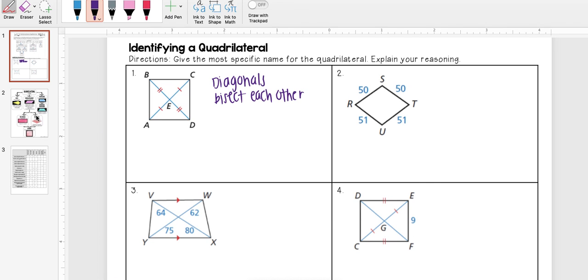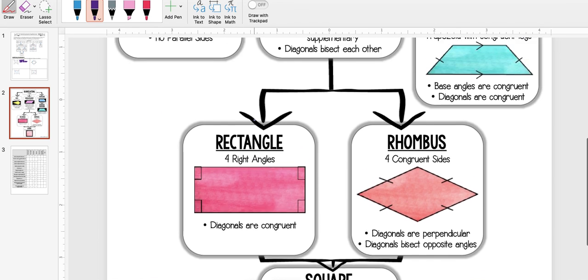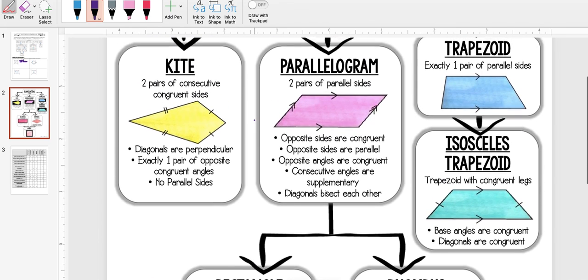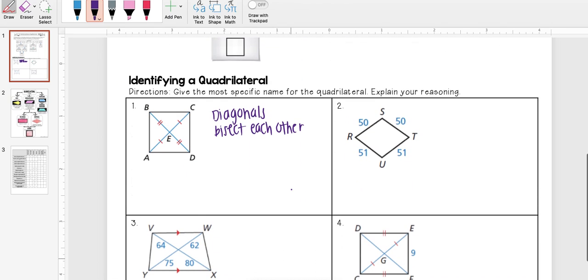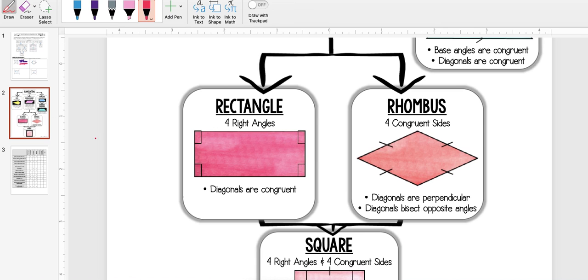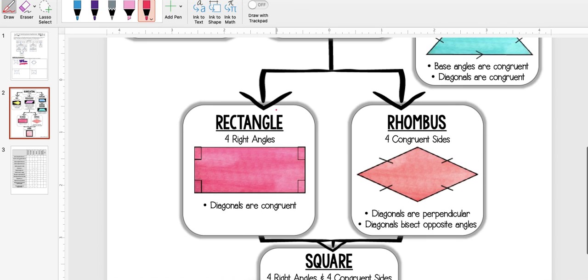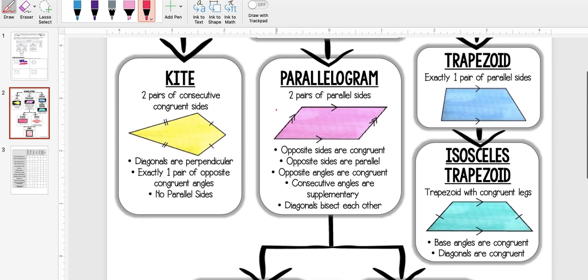So I'm going to go to my chart and look to see which ones have diagonals bisect each other. And I see that is under parallelogram. Parallelogram, the diagonals bisect each other. So I know that this is at least a parallelogram. But I know that parallelogram breaks off into more shapes. So let's see if it has the properties below it.